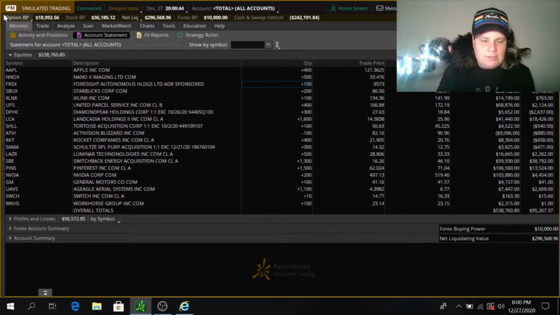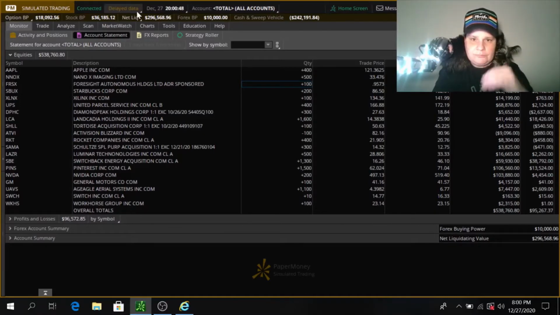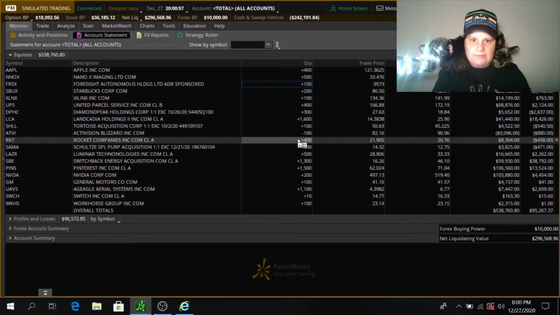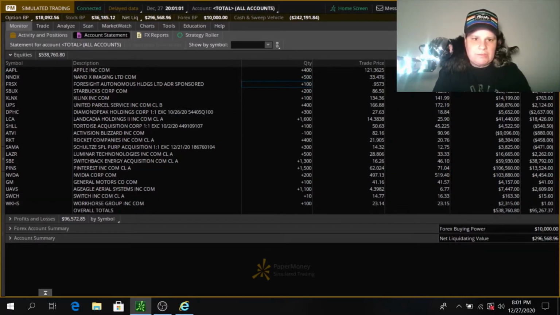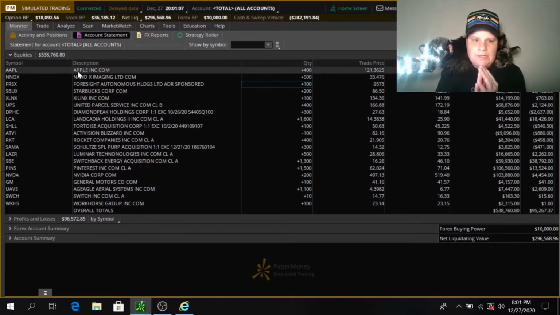So see here, it says delayed data. Now on a typical day, Monday through Friday, you're going to have the market open, and the values in these columns are not going to be real time. So I wanted to show you some of the stocks I picked, and I've been buying them and selling them over the past couple months.